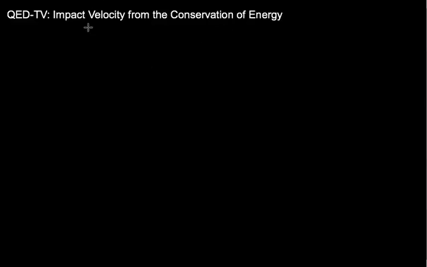Before we look at this, we'll have a cliff here that we're going to fall down. We'll say it's 80 meters. And I want to know with what impact velocity it's going to hit the ground down here. So a couple of things we need to look at here are the two types of energy.